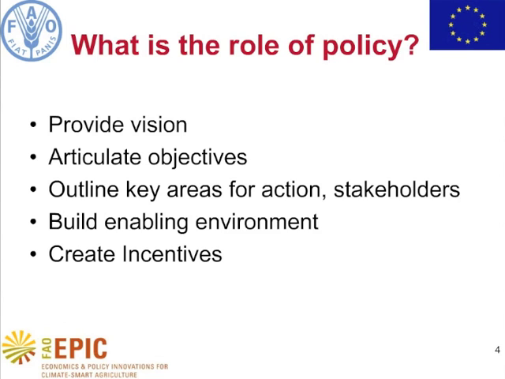Maybe this is a bit basic, but to tell you the truth, in this last couple of years of working with countries on policy, I think I've learned quite a bit about what you actually need policy for. It's a very general kind of vision. It provides a vision of where you think you're going to go as a country or as a sector and articulates objectives. Most of the time policies will outline key areas for action and who would do it, say state sector, private sector, civil society. Overall, what policy needs to do, particularly in the context of climate-smart agriculture, is to build an enabling environment and create incentives for getting the kinds of changes to meet the objectives that you've articulated. So that's overall.